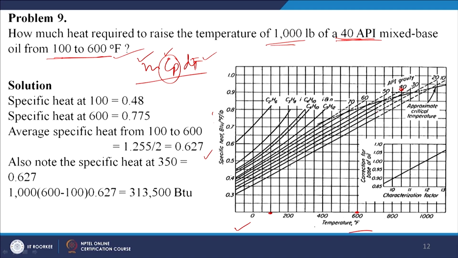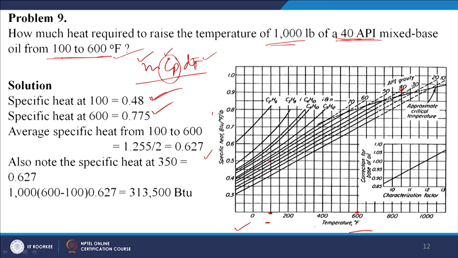So, if we go up and we take this line, it is coming here. So, this value is almost coming below 0.5. So, it is around 0.48. So, specific heat at 100 degree Fahrenheit is coming 0.48 BTU per degree Fahrenheit per pound, and specific heat at 600 degree Fahrenheit it is coming here. This is below 0.8 and above 0.7. So, it is coming 0.775. So, from this graph we are getting this 0.775.